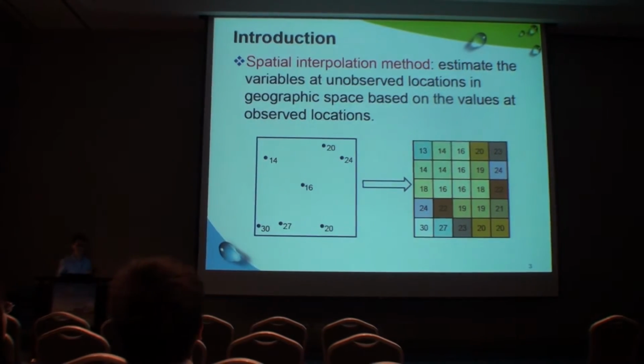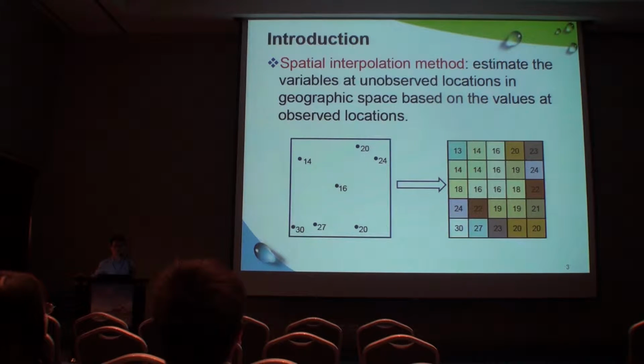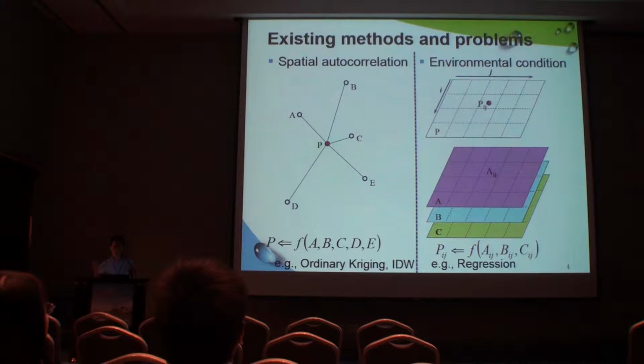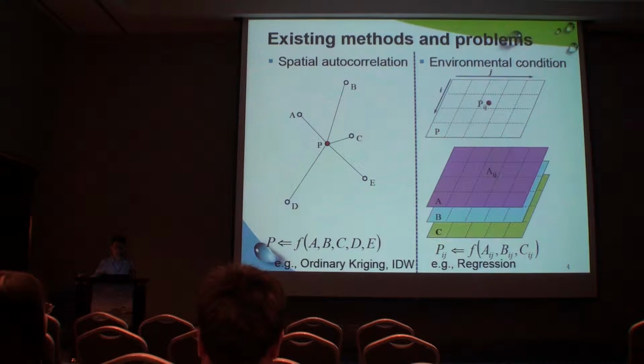As you know, spatial interpolation methods aim to estimate the variables at unobserved locations in geographic space based on the values at the observed locations. There are two kinds of spatial interpolation methods. The first one is based on spatial autocorrelation. For example, we sampled from 5 locations A, B, C, D, E, then we need to predict the value at the location P. This method includes ordinary Kriging and inverse distance weighting.